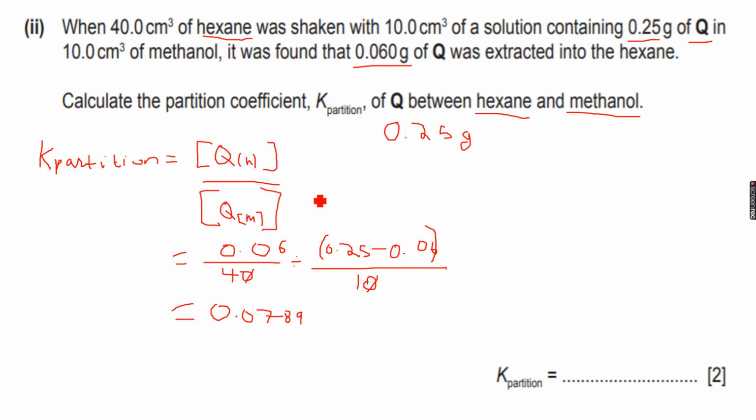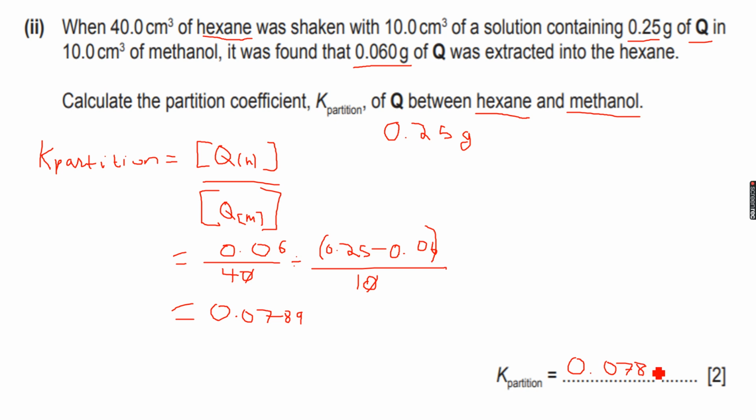K partition will never have any units, because the concentration in the numerator cancels with that in the denominator. So we are left with only a value. To three significant figures, the K partition in this case is 0.0789.